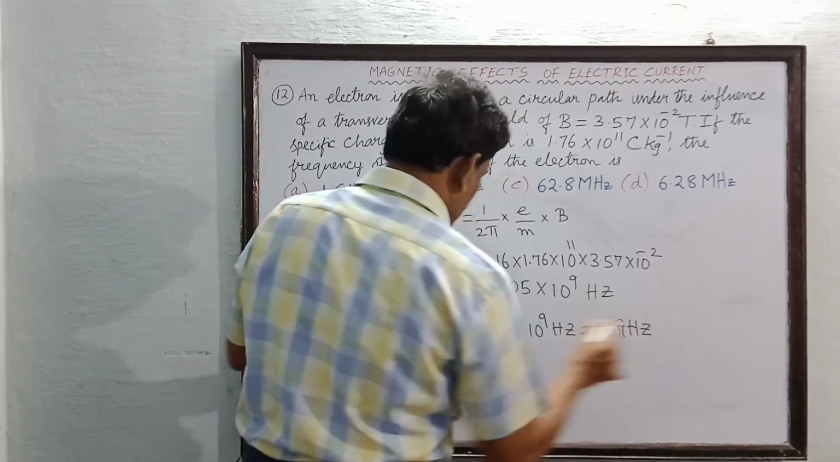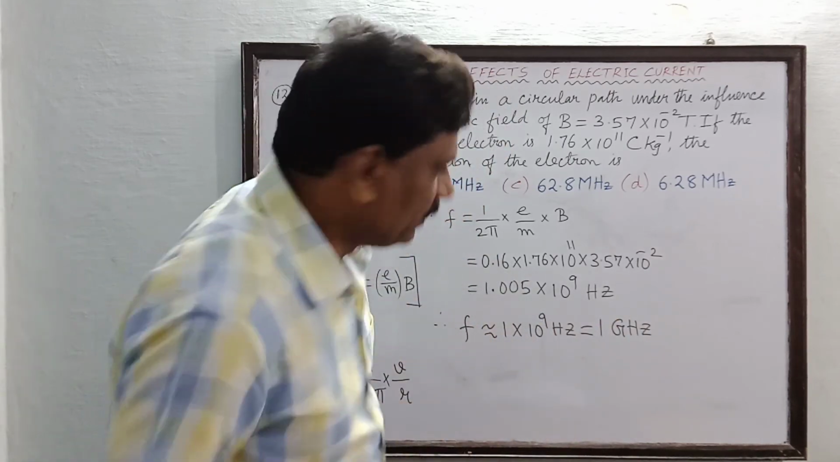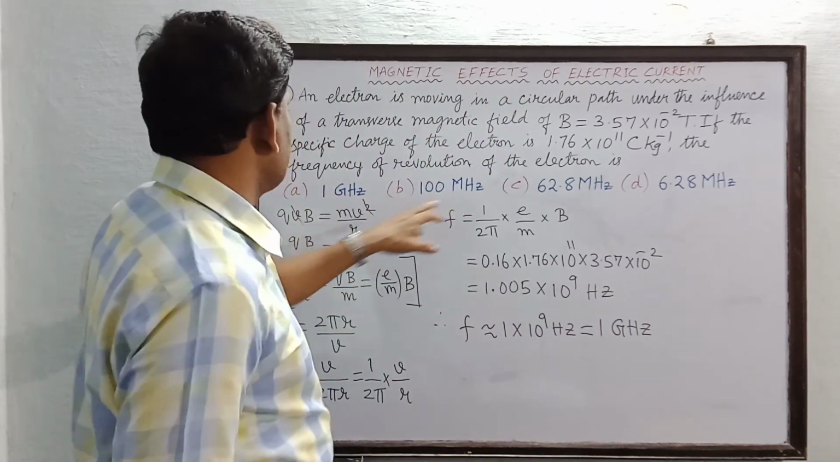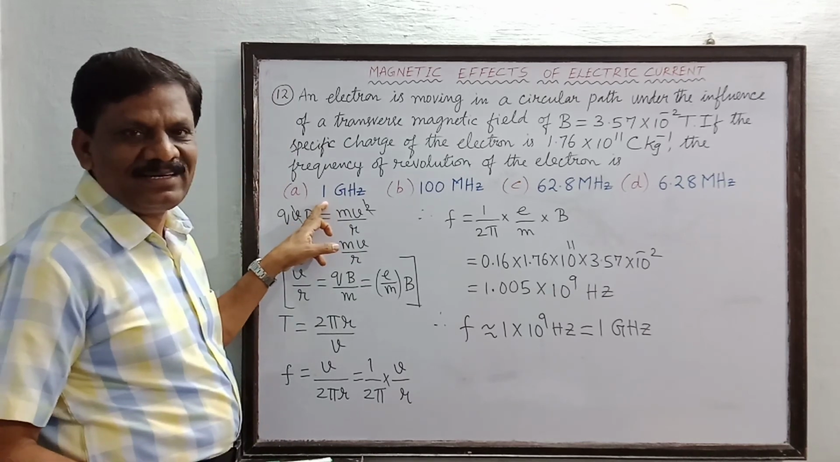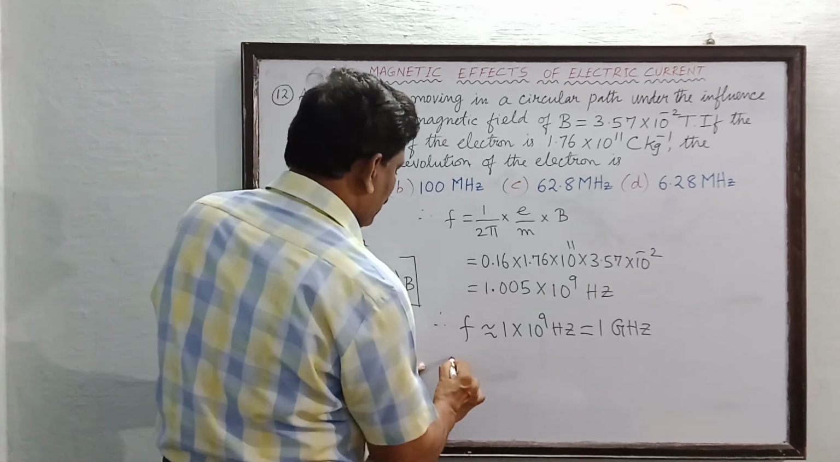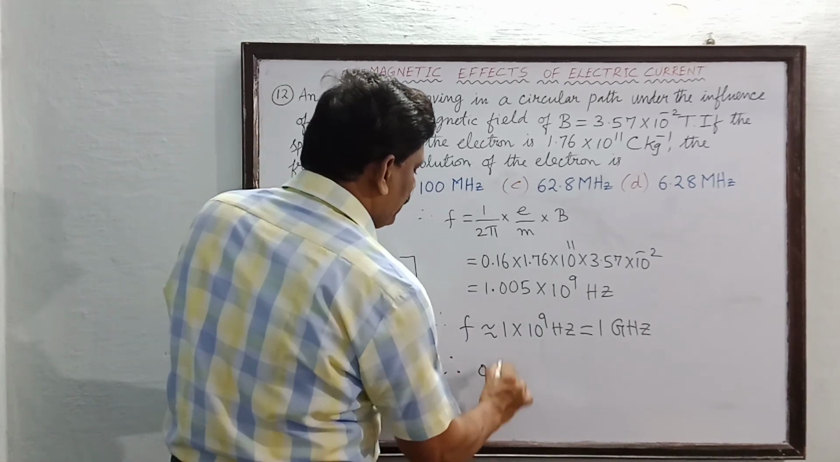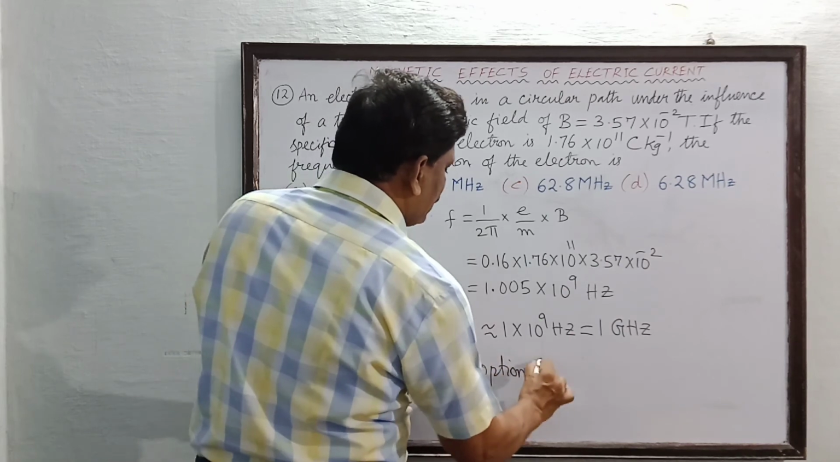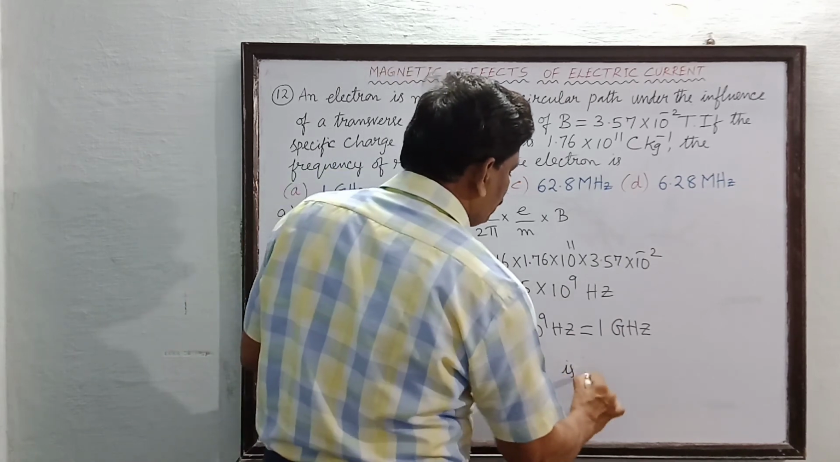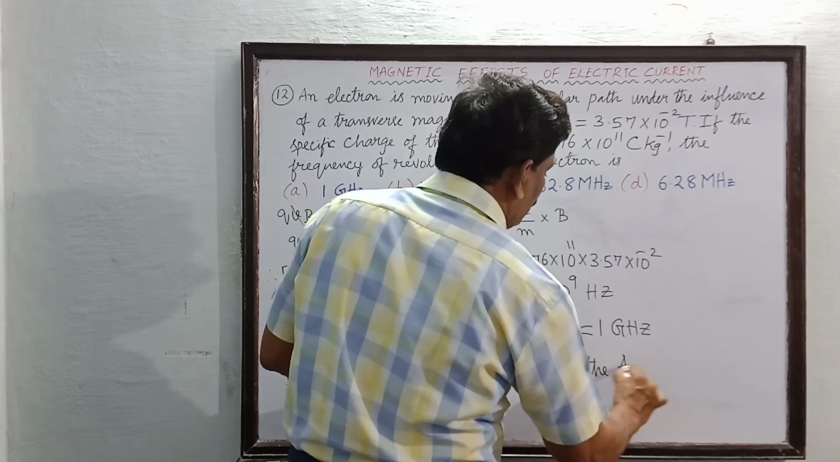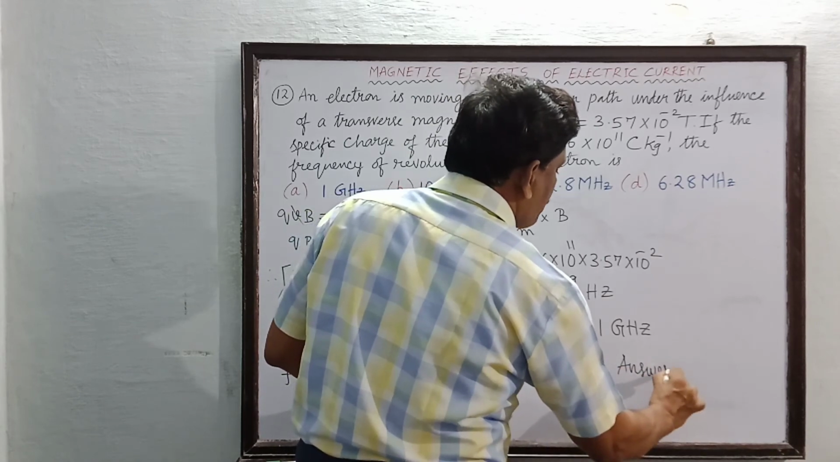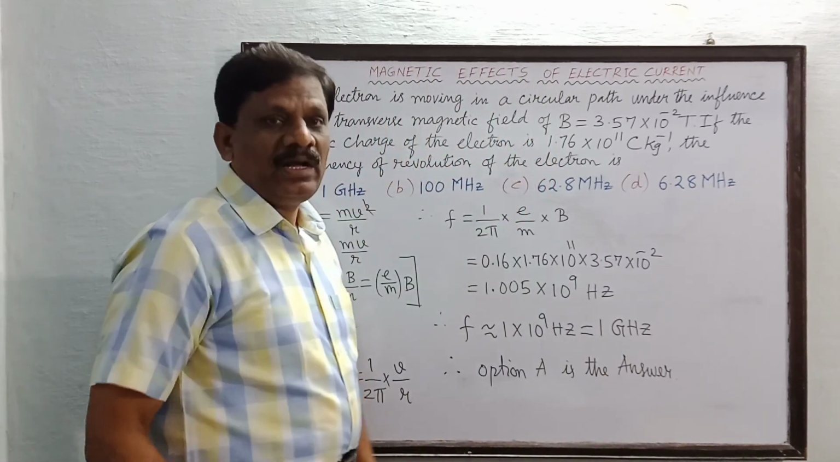Okay, 1 gigahertz. So, which of the following options? Option A itself is correct, is it not? That is 1 gigahertz. Therefore, option A is the correct answer. I hope you have understood.